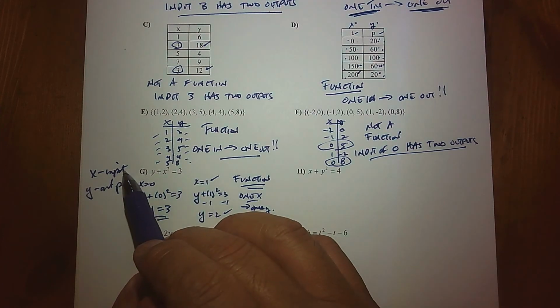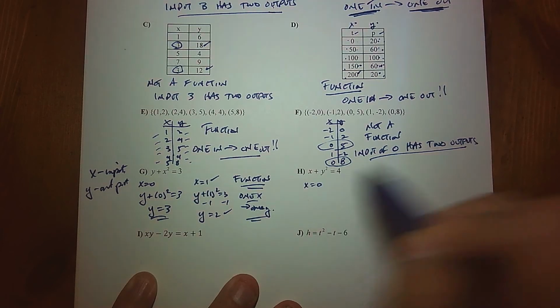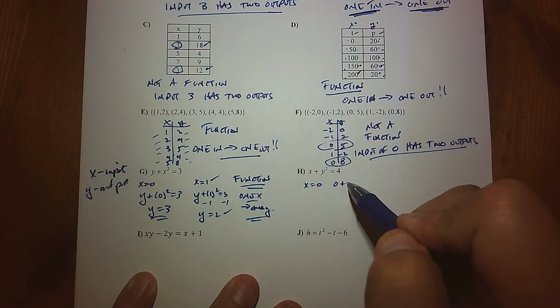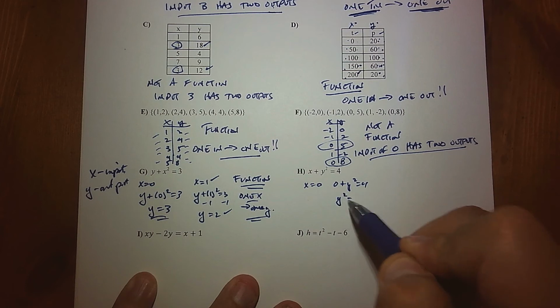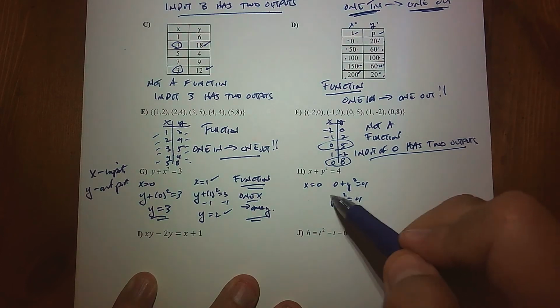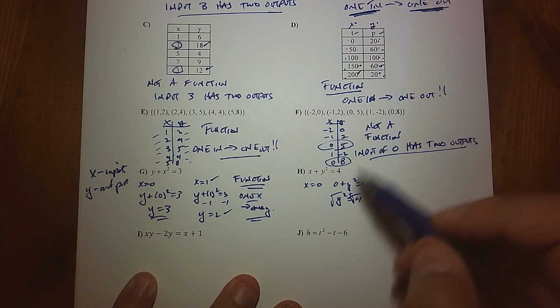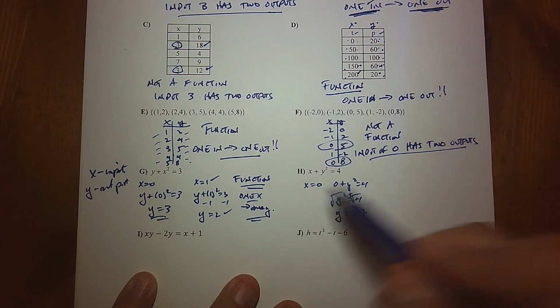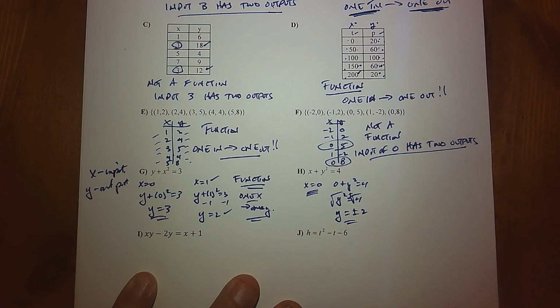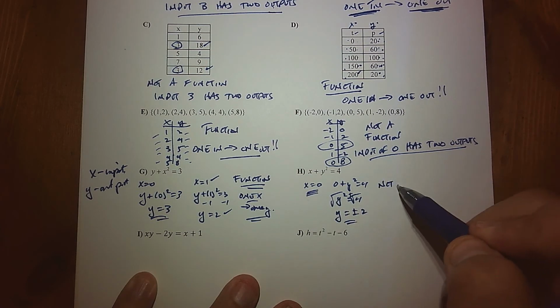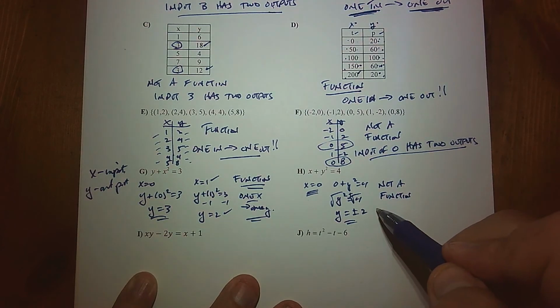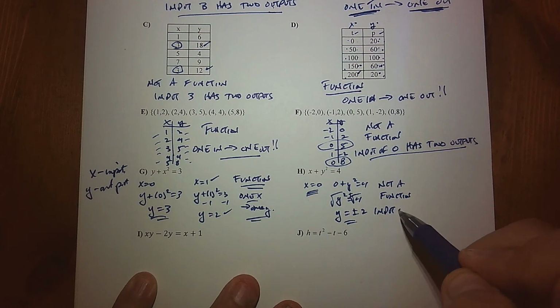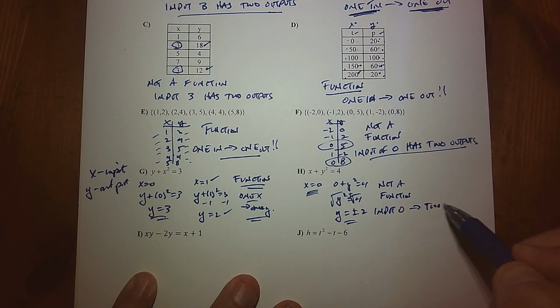So again, input is x, so let's try something. Let's let x equal 0. When I do that, we get y squared equals 4. Like we saw a few chapters ago, we introduced a square root, which introduces a plus minus. And right away, we can see one thing in, we get two pieces of output. So this is not a function, right? Input 0 creates two outputs, and that makes it non-functional.